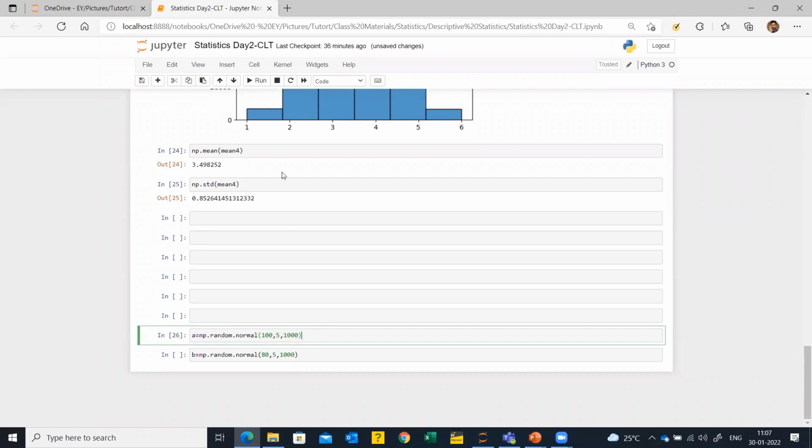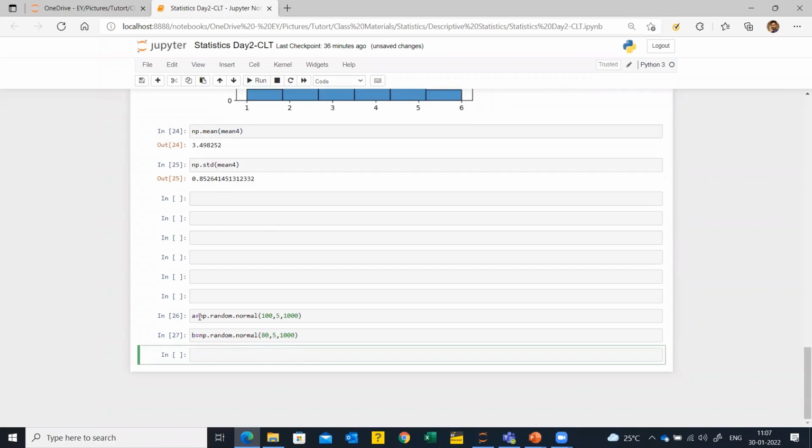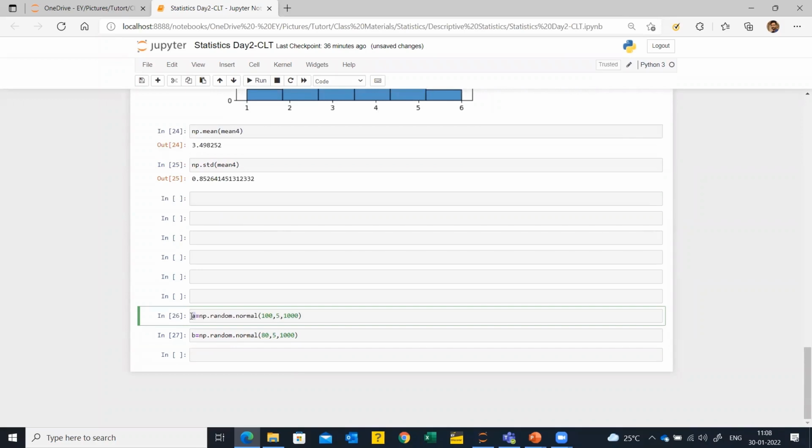Right? So I will also run this B for you. If you want to see how A looks like, you can basically have a look at A and B on your own. I'm not going to show it.